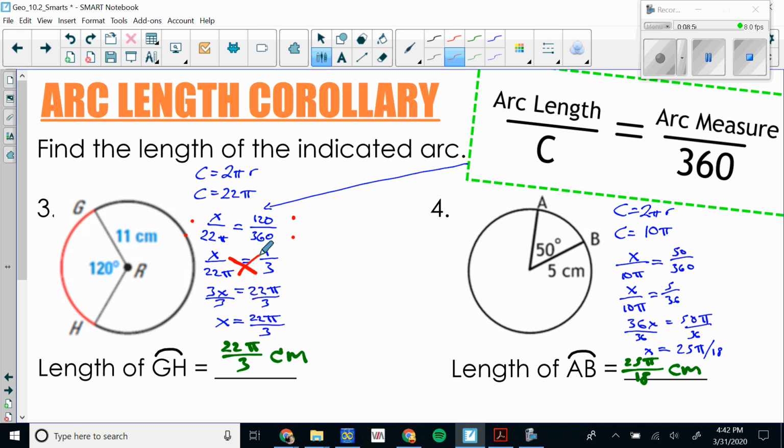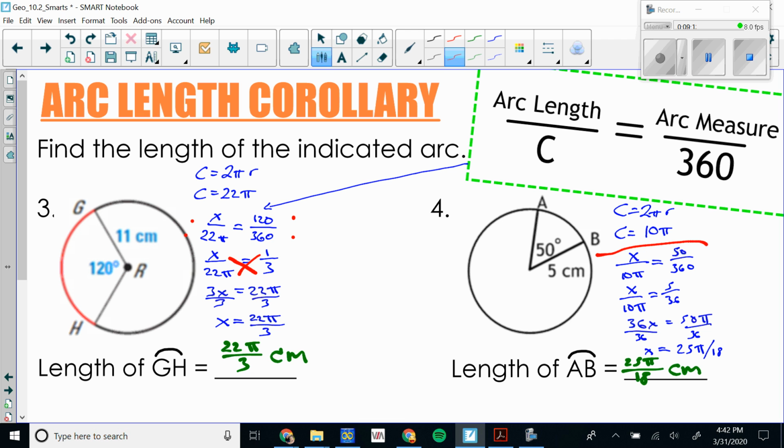22 pi over 3, and that does not simplify anymore. So that is our answer. You can see down there on the blank. Number 4, same idea. C equals 10 pi this time when you put it in for the radius.